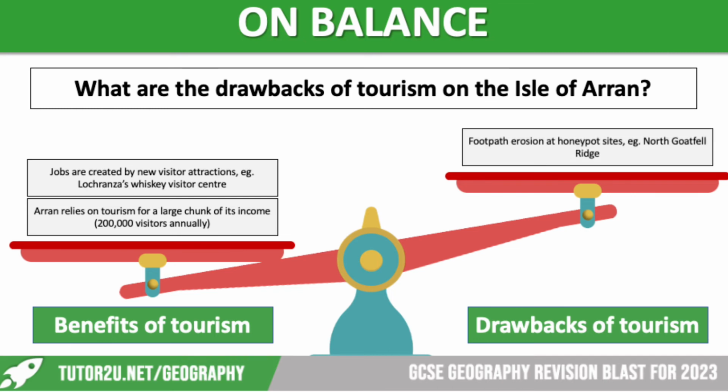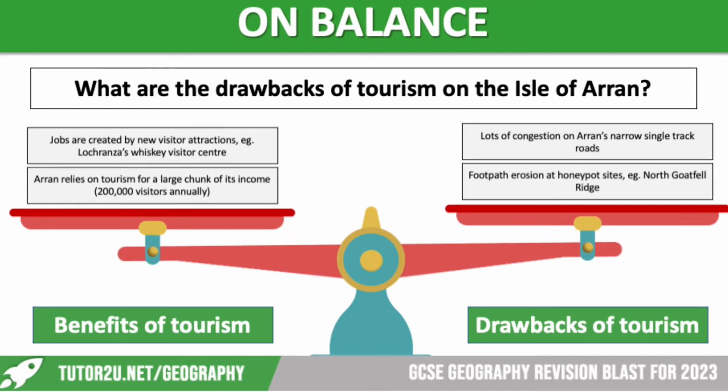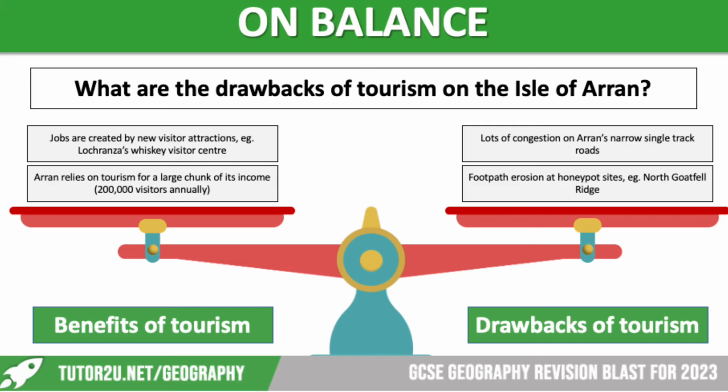Let's have a look. You've got footpath erosion at honeypot sites. So, for example, North Goatfell Ridge in Arran, right across the Lake District, you've got these everywhere. Lots of congestion on Arran's narrow single track roads. And again, this is the same in the Lake District up the mountain passes. It's huge amounts of congestion.